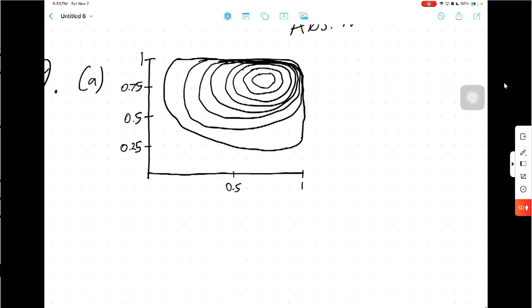Okay, the gradient at (0.5, 0.5) is around here-ish, so it's going to point this way. (0.3, 0.8) is going to point this way. (0.9, 0.4), which is roughly here-ish, is going to point this way. Going to point this way.